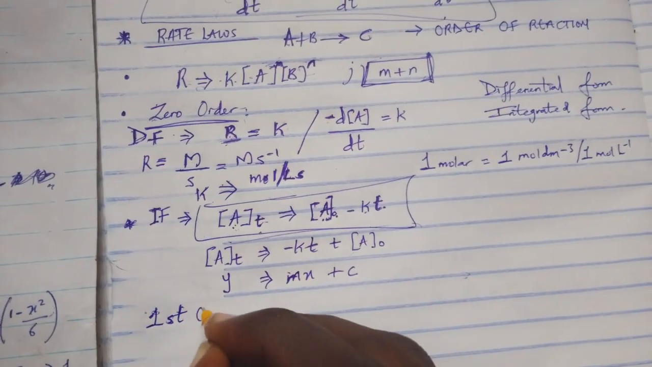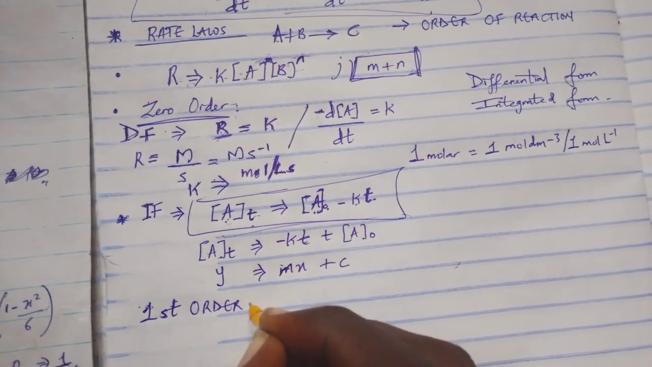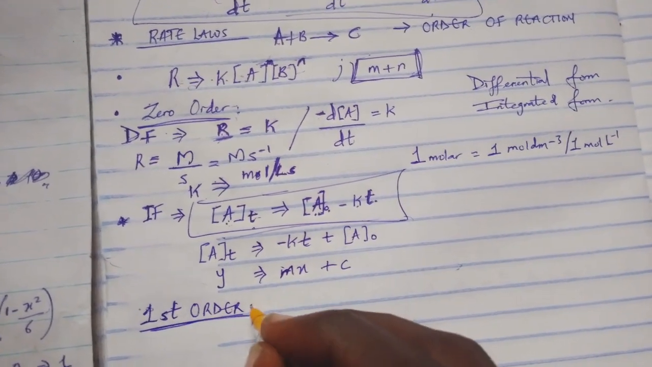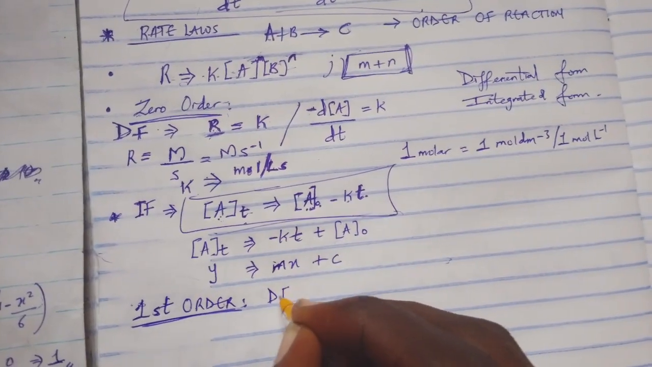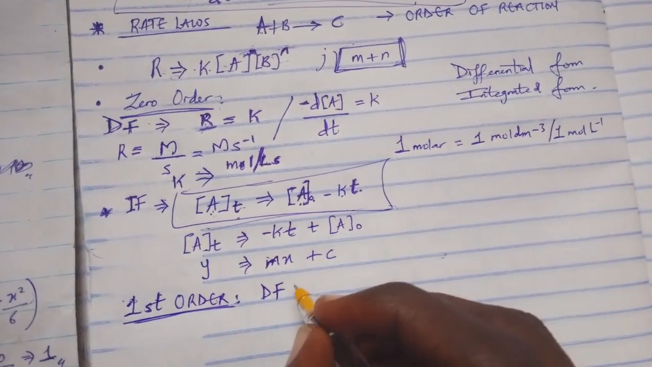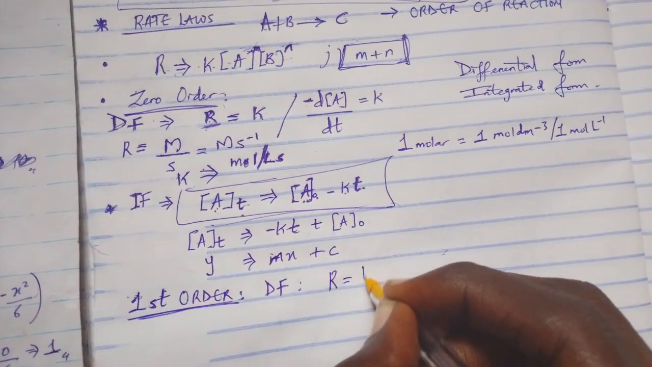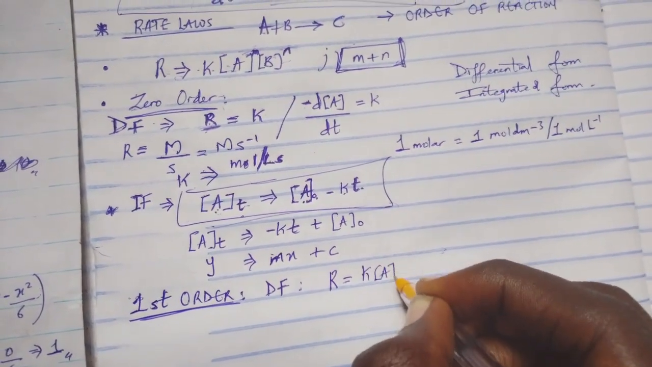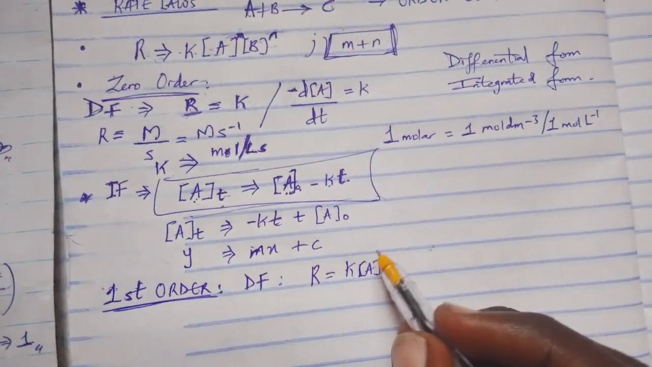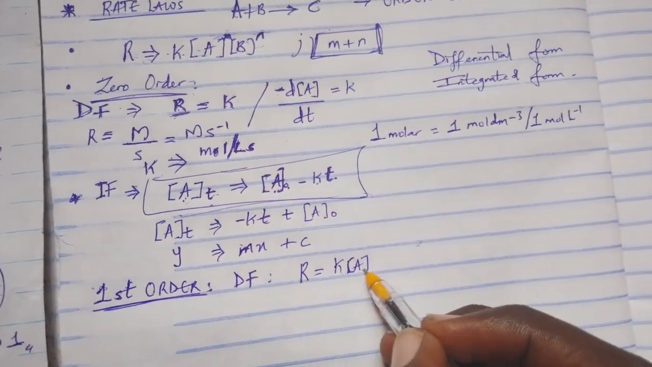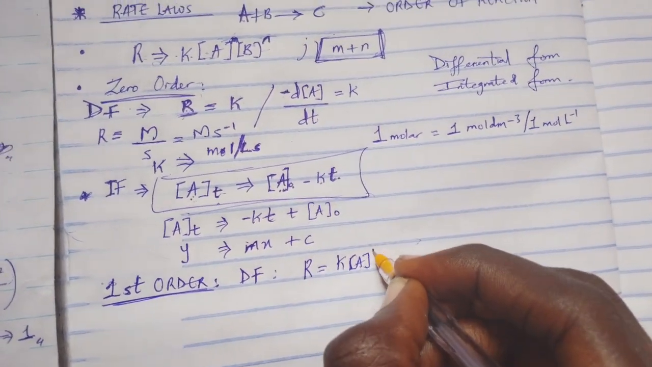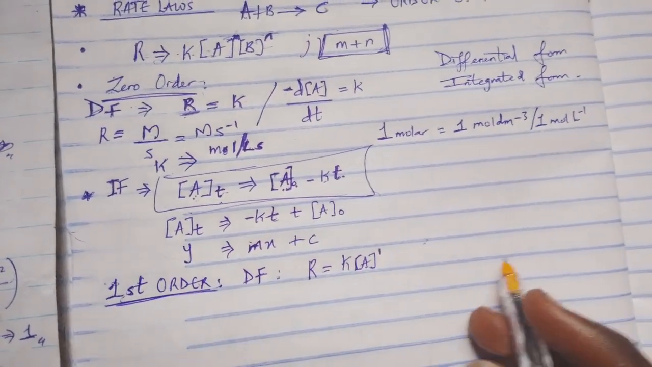If you look at the first order here, first thing first, let's look at the differential form. The differential form is that R equals K[A]. So you can see here that the rate is depending on the concentration, but it is raised to power 1. That's why it is first order. So this is just what we have to know there.